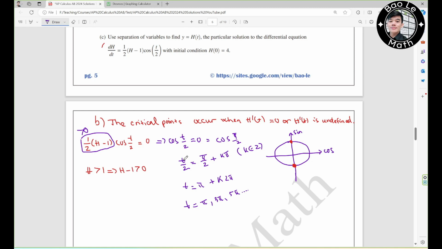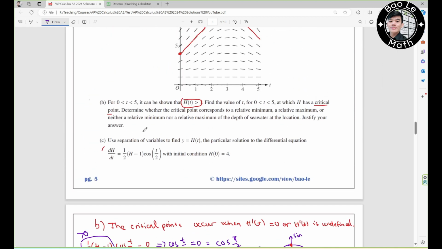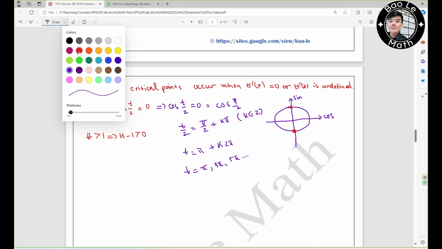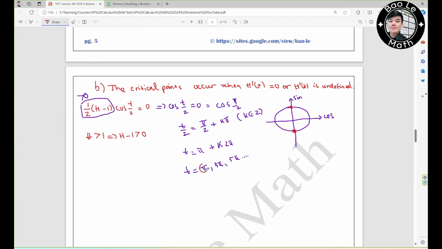Now, we look at the domain right here. The domain of t is from 0 to 5. Alright, so only this one, t equals pi, satisfies the domain, because this guy is going to be 3.14 something. So only t equals pi satisfies the domain, t from 0 to 5.